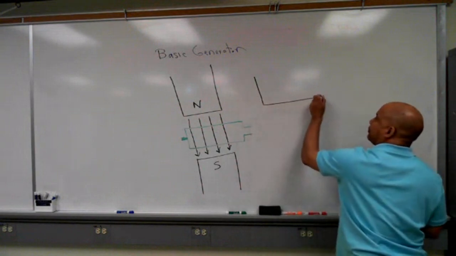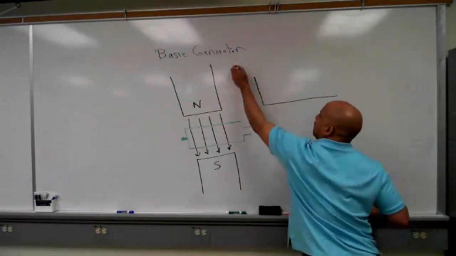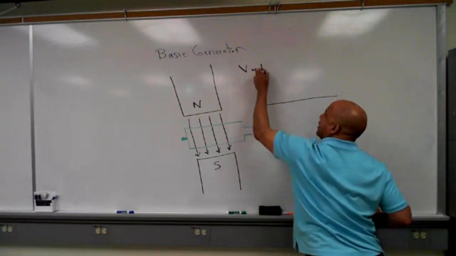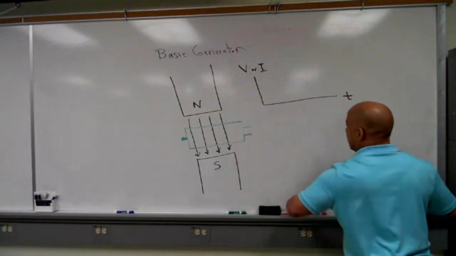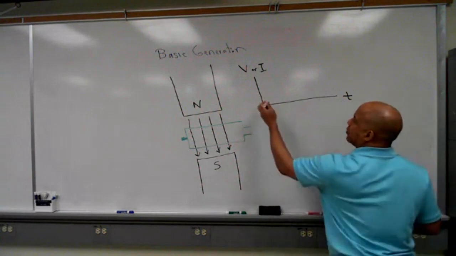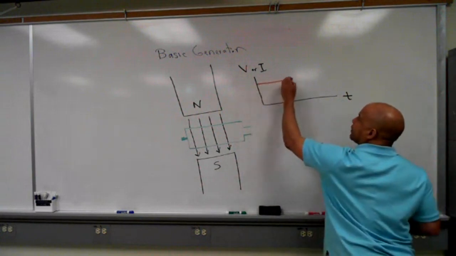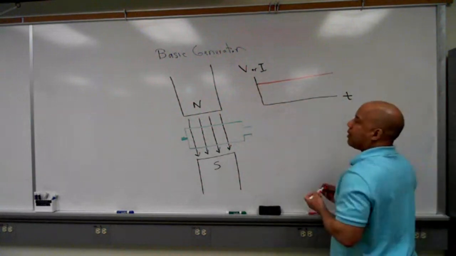Now, I showed you at the beginning DC, voltage or current, V or I. DC over time is constant. It doesn't change in magnitude. It doesn't change in direction. It's constant. It's pretty boring.